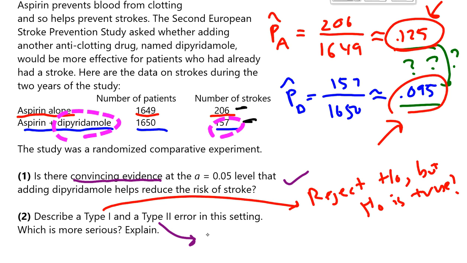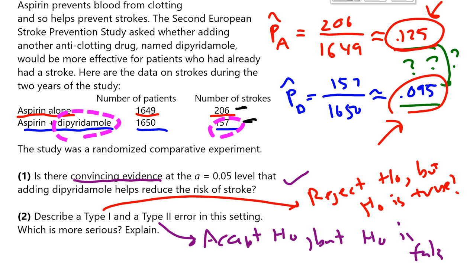A type 2 error would be that you accept H0, but H0 is false. So if you think about that here, if we accepted H0, we'd be saying we think the proportion of people who get strokes, either taking aspirin alone or taking aspirin plus dipyridamole, are the same. We would not reject that claim. We'd say, yeah, it doesn't matter. Don't give this extra drug. But in fact, H0 is false.